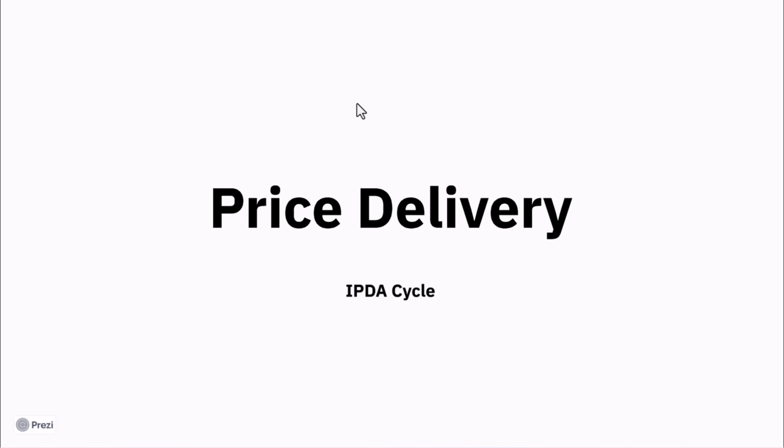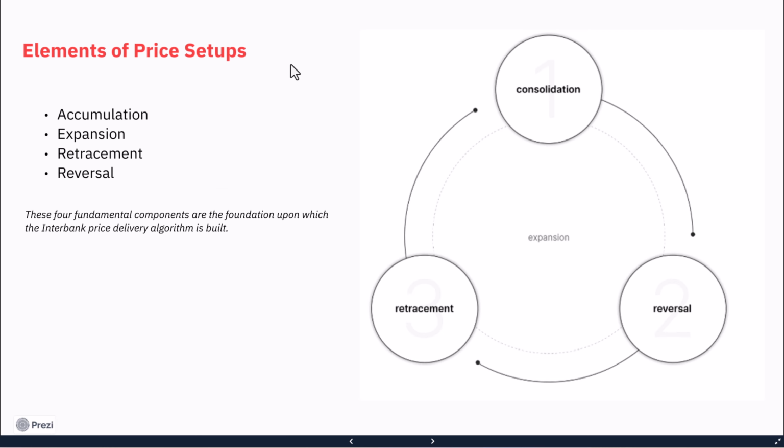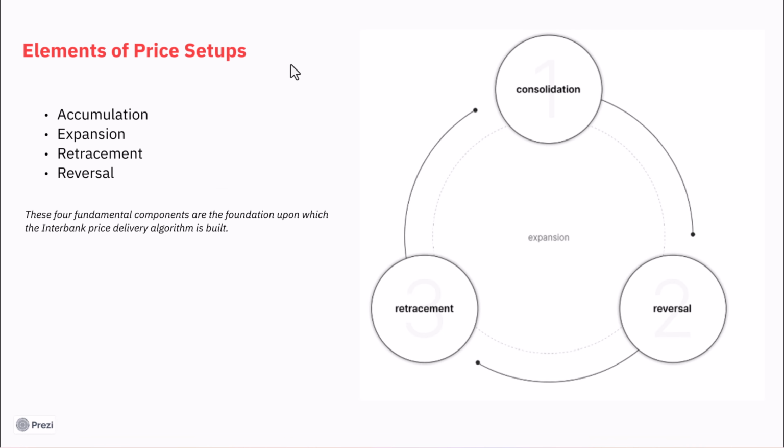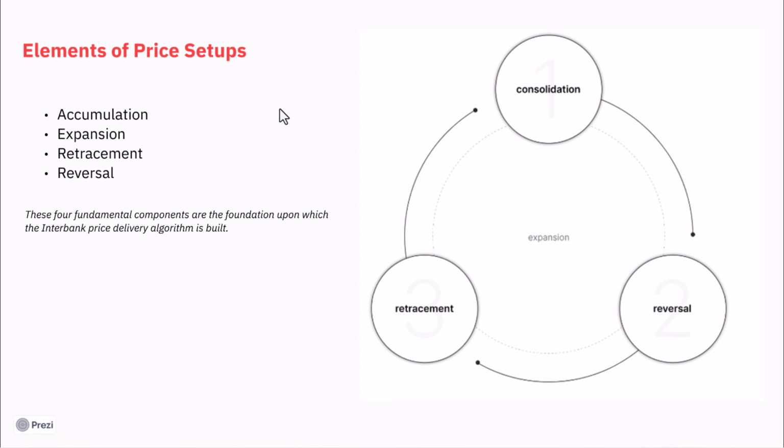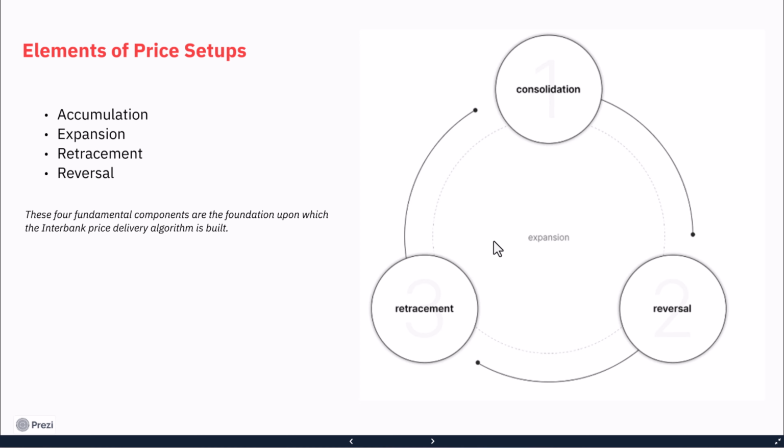This video will cover price delivery, which is also called the IPTA cycle. Let's look at the elements of price setup. We have four fundamental components that are the foundation upon which the interbank price delivery algorithm is built. The first one is consolidation, which is also called accumulation. Then we have expansion, retracement, and reversal.